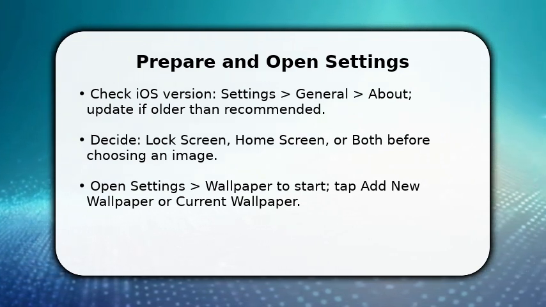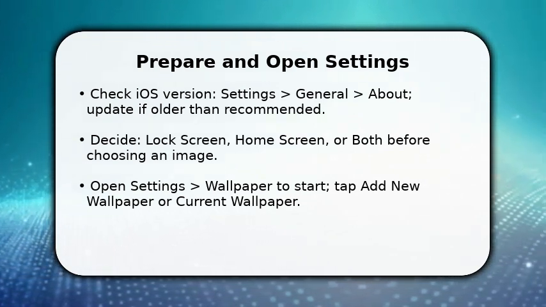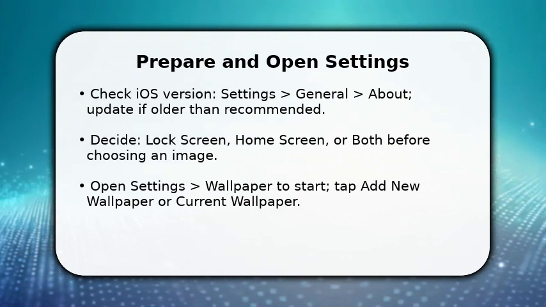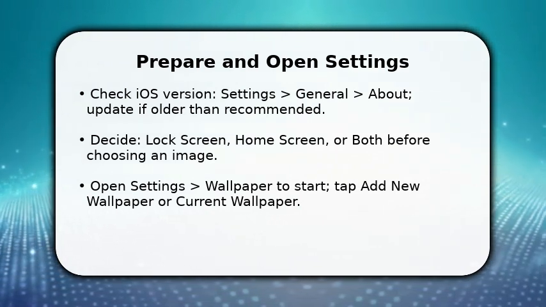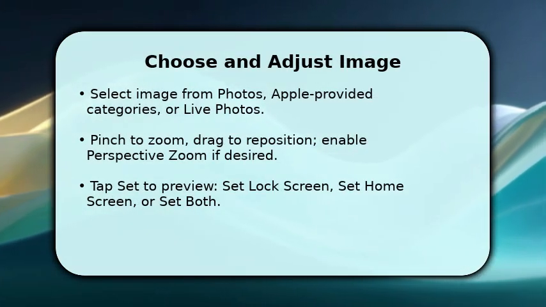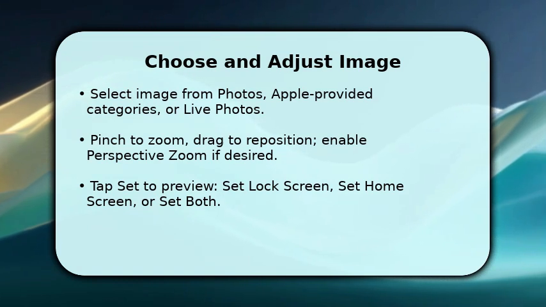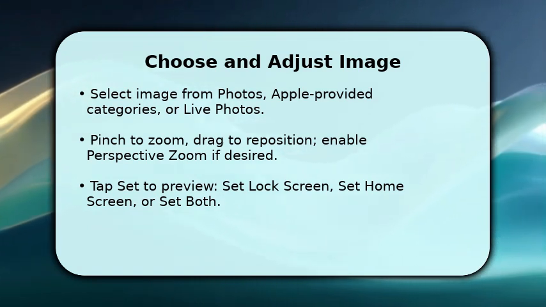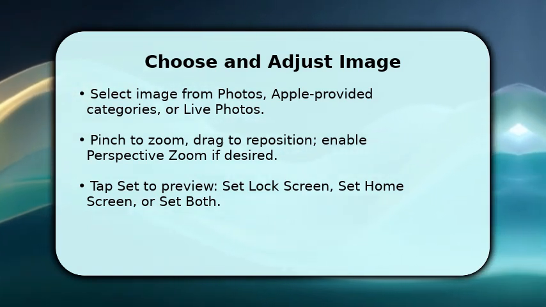Once in Wallpaper, choose Add New Wallpaper or tap the current one to edit. Make sure to pick between Dynamic, Stills, or Live so the phone can display it correctly. Now select the image source and pick the photo you want. Live photos animate on the lock screen while stills stay static, so choose based on motion preference.